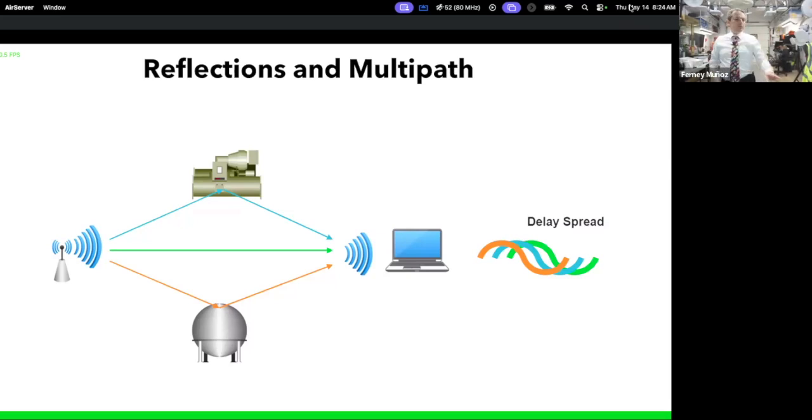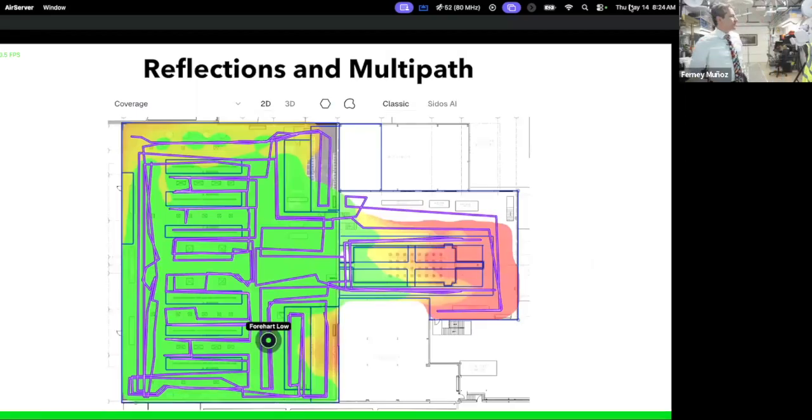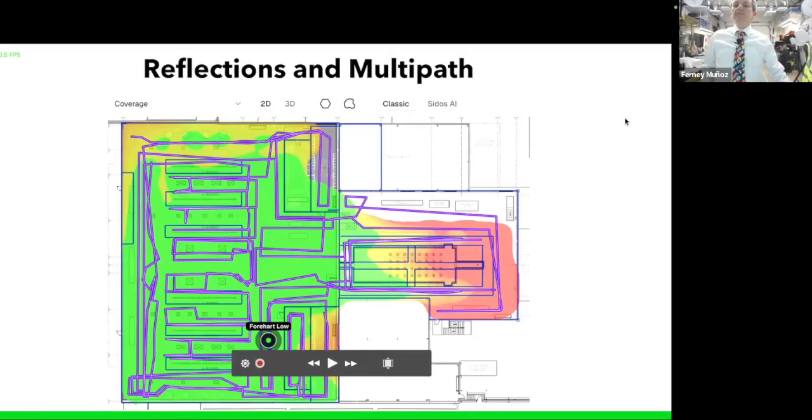Legacy devices, multipath is a problem. Now, how do we know there's multipath? This is a survey made with Ceros, an AP on a stick. This is a factory.